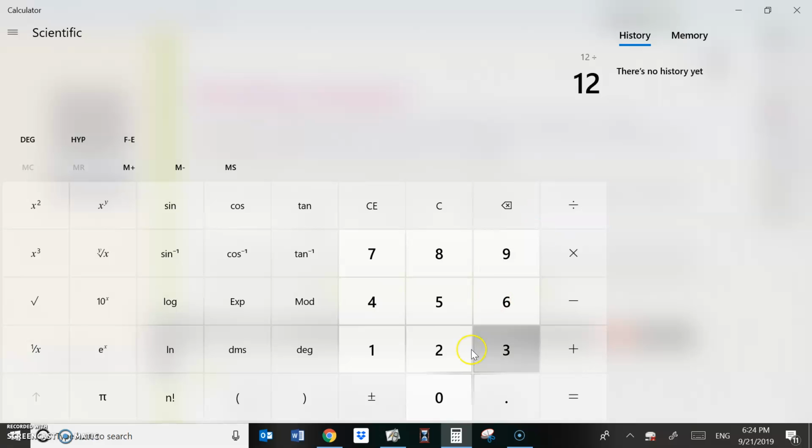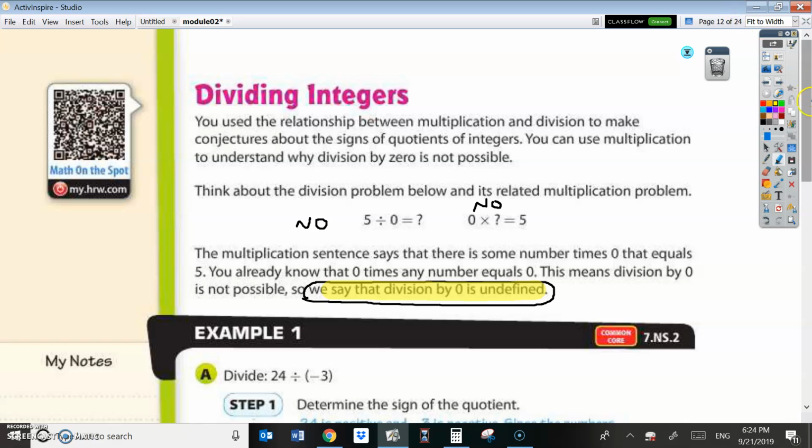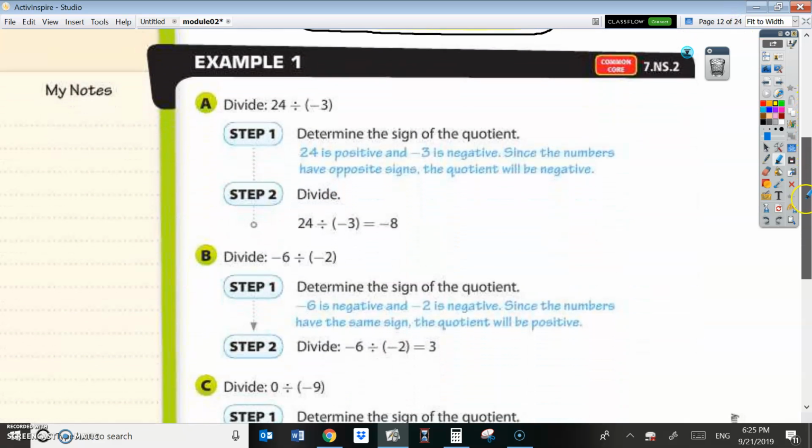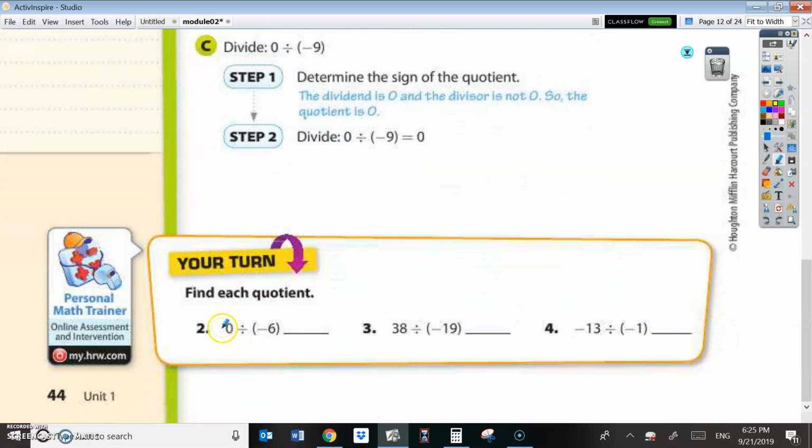Look at what happens on the calculator when you divide by 0. 12 divided by 0: cannot divide by 0. Find each quotient. 0 divided by -6 is 0. 38 divided by -19 is -2. -13 divided by -1 is 13.